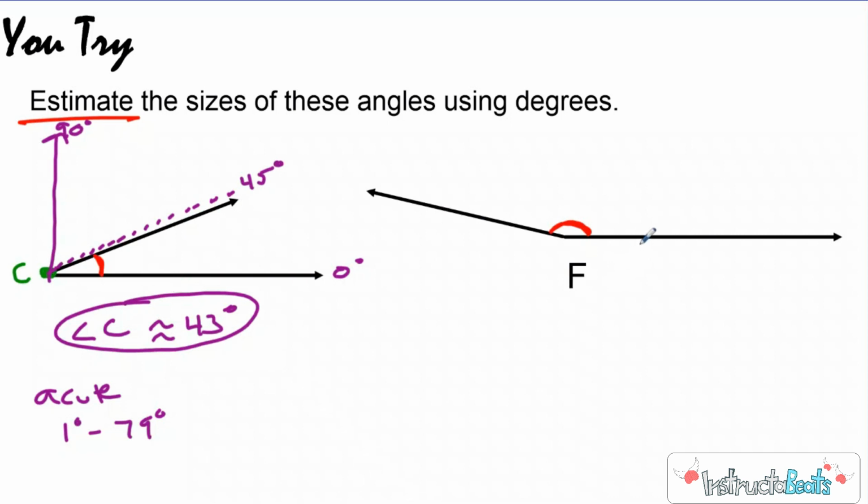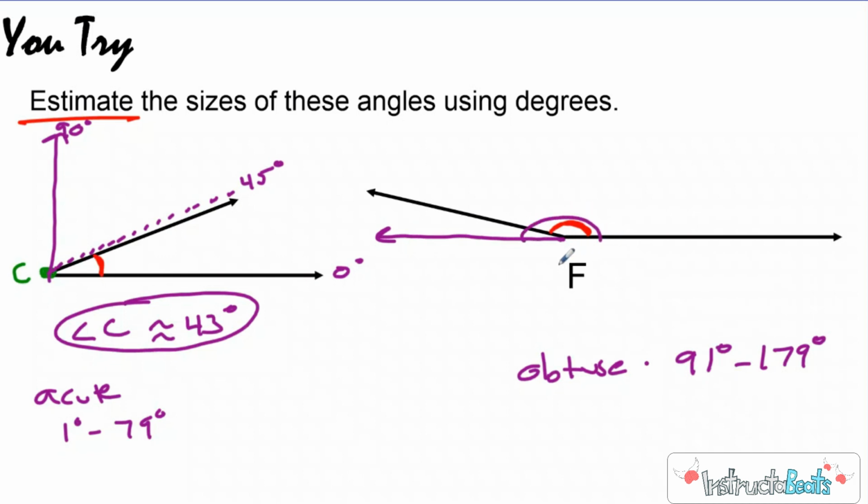Let's take a look at angle F. Now, angle F I know is an obtuse angle, which means my estimate is going to be in between 91 degrees, right? Bigger than 1/4 of a circle, but less than half of a circle. So somewhere in between 91 and 179 degrees. So I'm going to draw both benchmark fractions here. So if I drew this line all the way out here, right, that'd be a straight angle right there. That'd be 180 degrees.